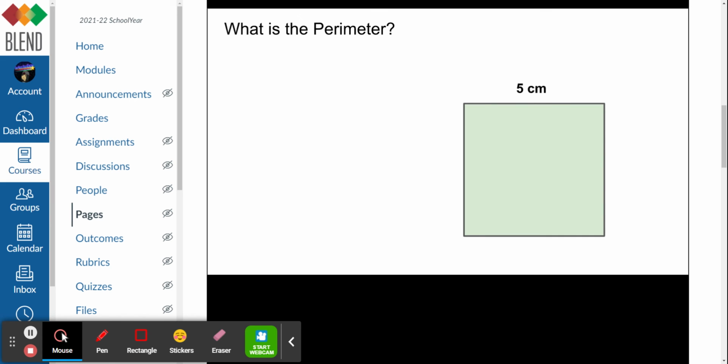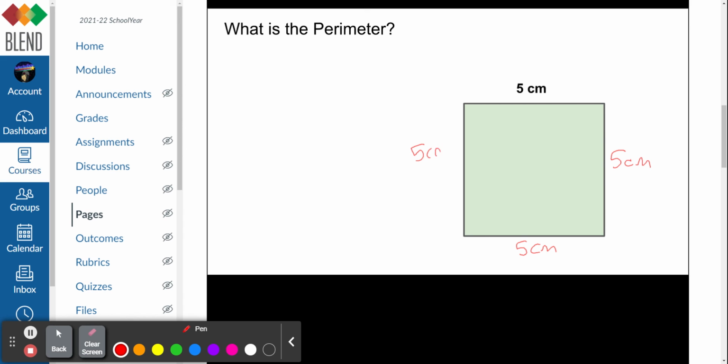So they only give you one dimension. I want you to think, what do you know about the other sides of the square if a square is a rhombus? So we could label all the other sides because they're all going to be the same. So you could do perimeter equals side plus side plus side plus side, or you could do perimeter equals 4 times the side length, since all the side lengths are the same.